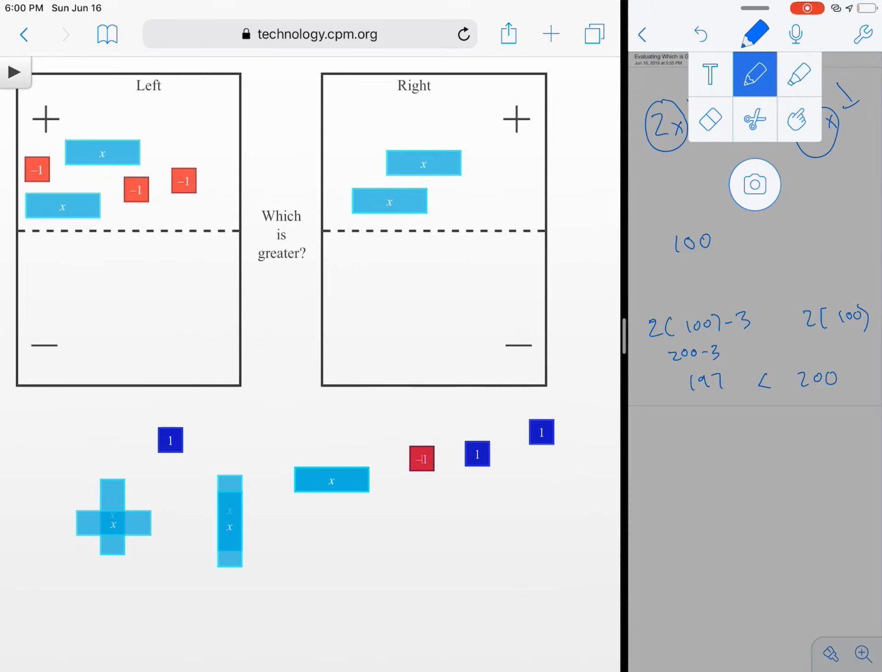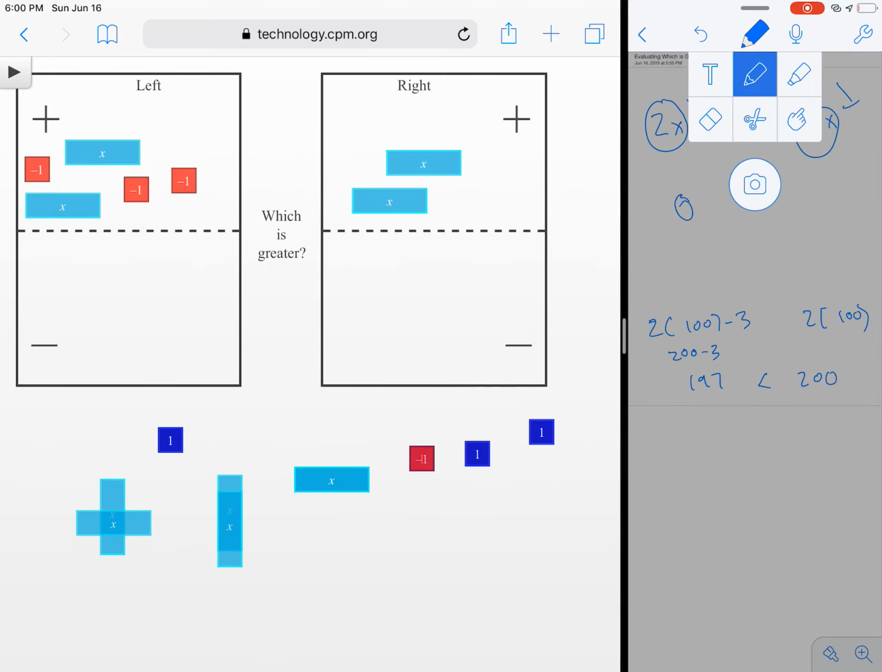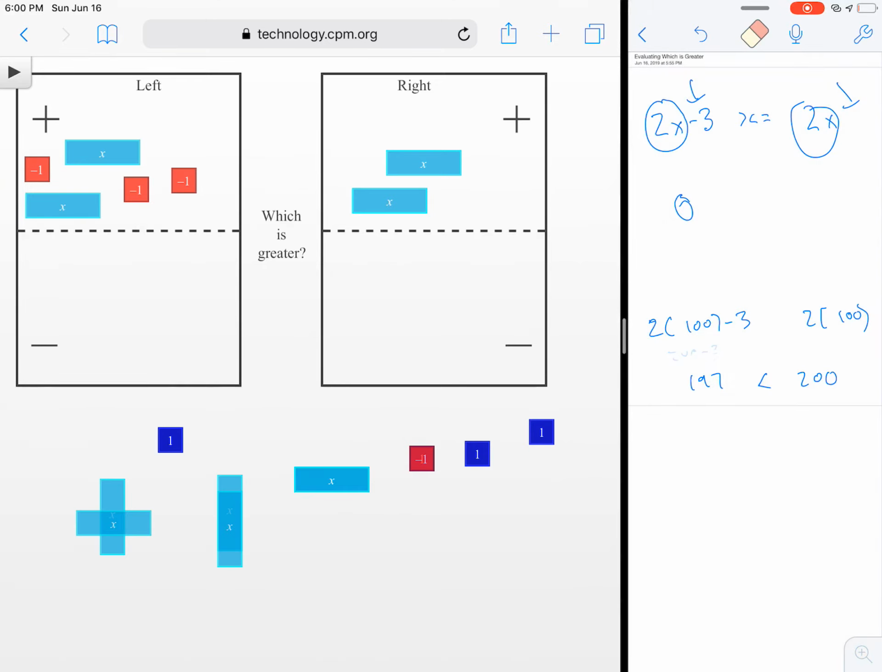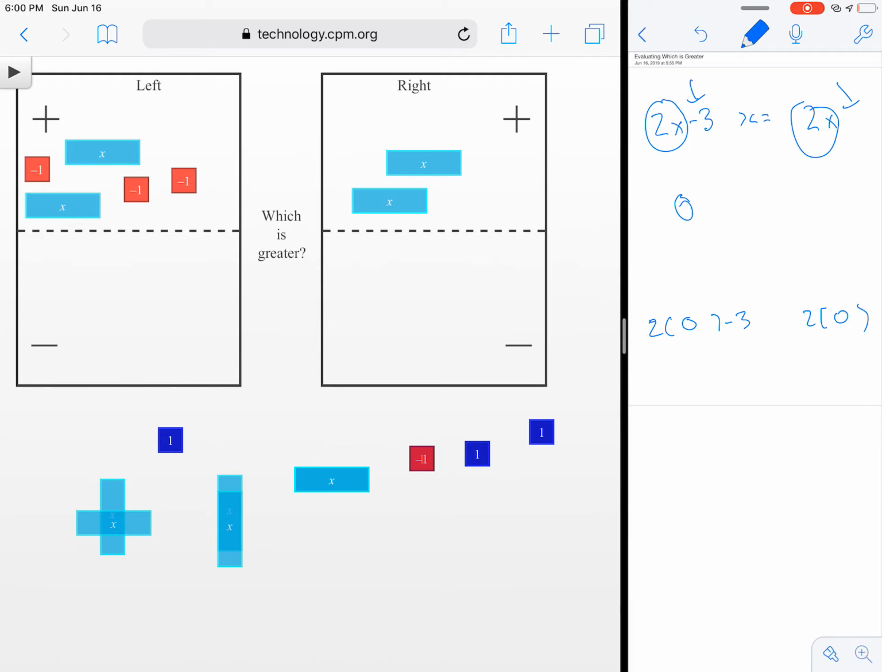And if I choose a neutral number, which our only neutral number is 0, if I put 0 as what's being multiplied for x in both the left and the right, I would find that 2 times 0 is 0, minus 3 is negative 3. Compared to the right side, which is just 2 times 0, which is 0. It's better to have $0 than owe someone $3. The right side, again, is greater. So no matter what, the right side of my equation is greater than my left side.